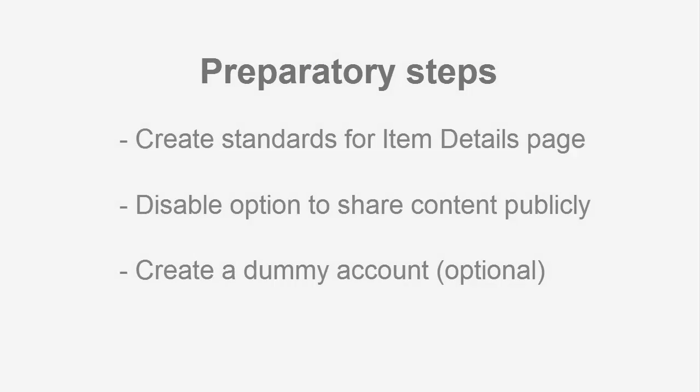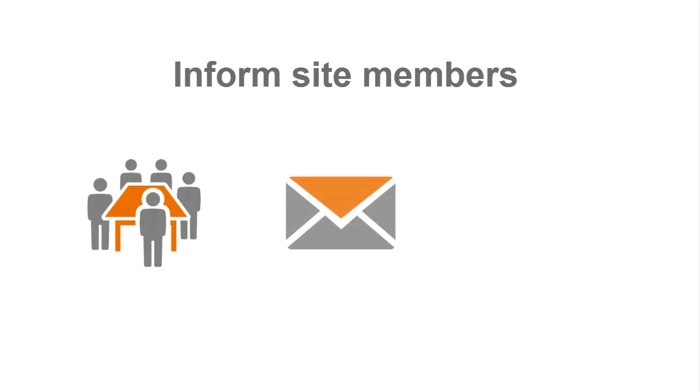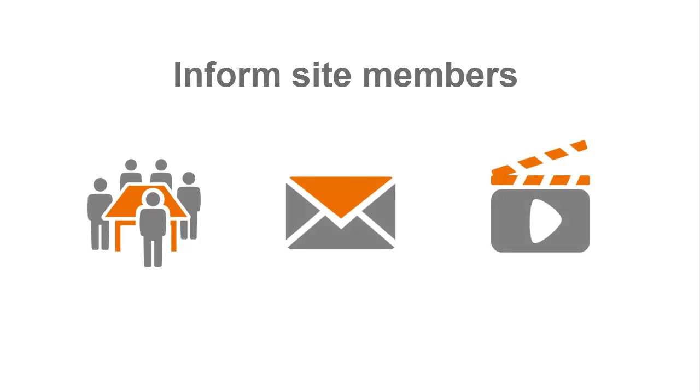A third, optional step is to create a dummy account that will hold all content shared publicly. This makes public content easy to track and may be useful for some organizations. Since Neutrino's public content will need to be reviewed and revised by the content creator, the administrator will not use a dummy account. When the preparatory steps are complete, the administrator will need to inform site members of the gatekeeping workflow. This can include a meeting, email, or video that walks through the workflow.